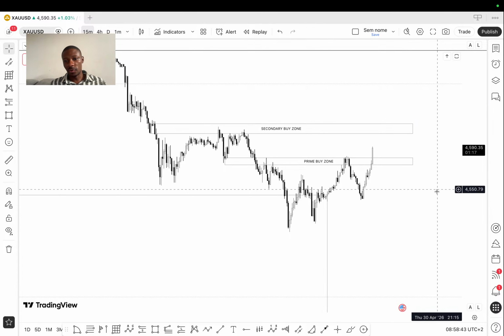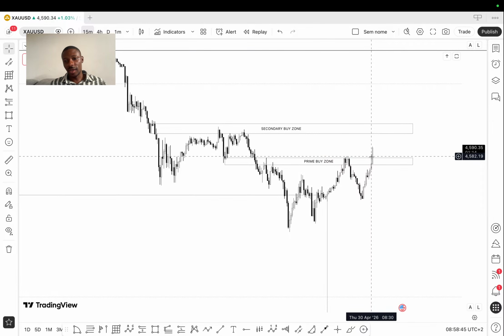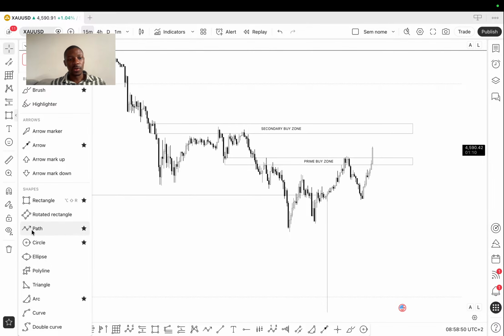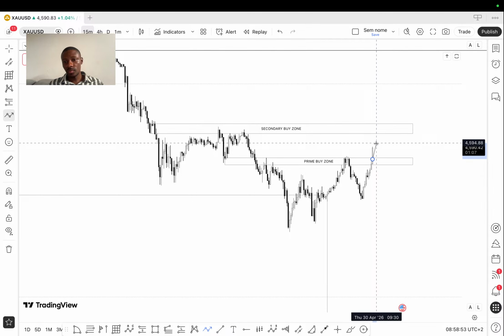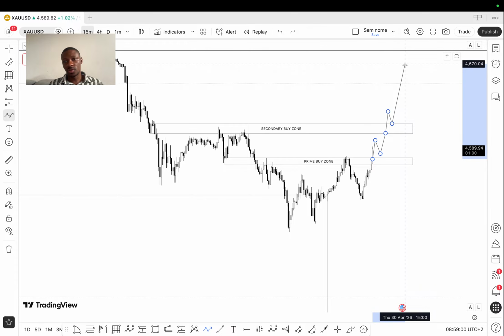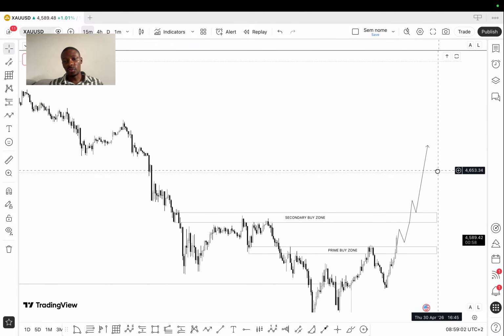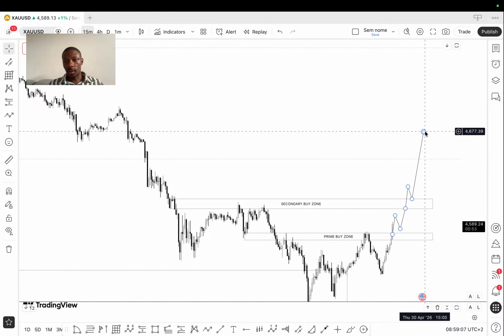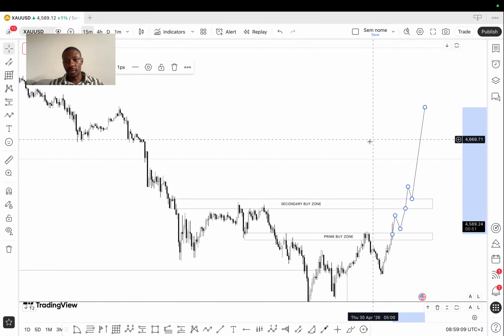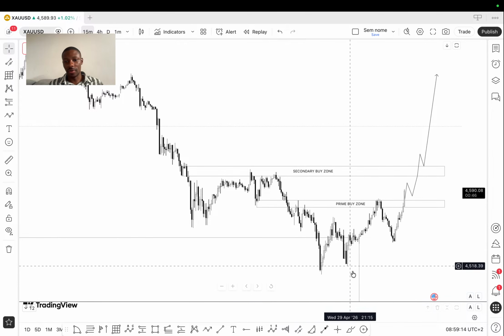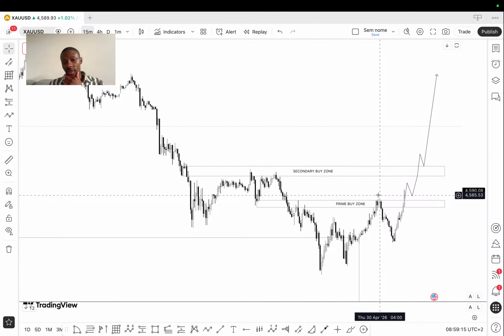Now we have both already here. Price had already reacted on the prime zone. Now we expect price to react on the secondary zone. So on the prime zone, we expect price to go up, and then once it reaches the secondary zone, it also has to do this. For those of you who are looking to buy, let's wait for price to be above the secondary zone and then we take action. All right. Let's wait and see what happens.